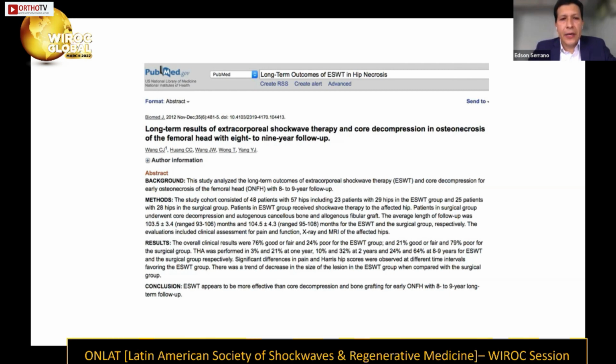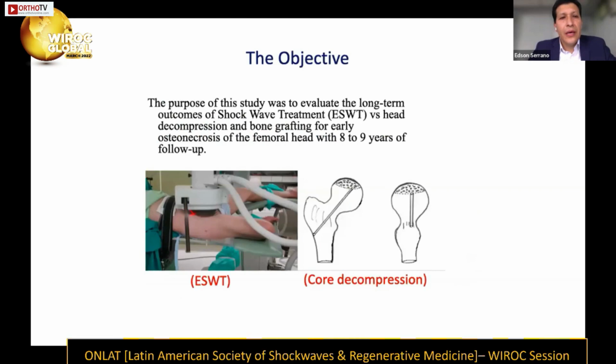This study includes 48 patients with 57 hips, including 23 patients with 29 hips in the extracorporeal shock wave group and 25 patients with 28 hips in the surgical group. The objective of this study is to compare the treatment with extracorporeal shockwave treatment and core decompression, with follow-up of 8 to 9 years.